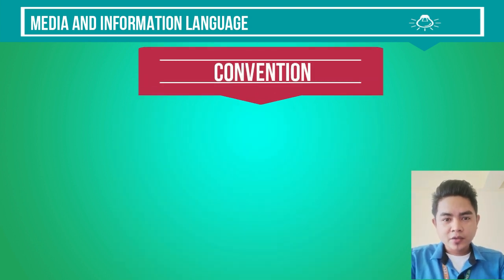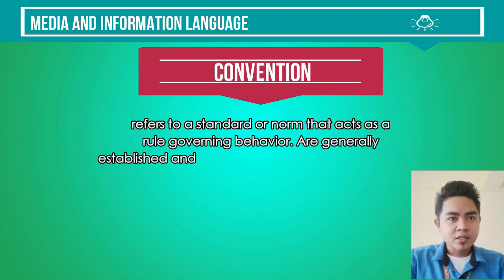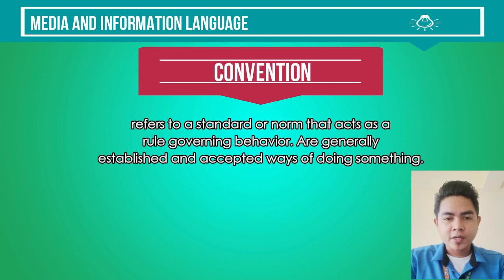Okay, so let's discuss the convention. So convention refers to the standard or norm that acts as a rule governing behavior, are generally established and accepted ways of doing something. So we have some examples of convention such as story principles, form and structure, generic structures, character and story arcs, cause and effect, point of view, the structure of time, elements of page layout, paper stock for print, titles and credits, sequences, hyperlinking and mounting, and framing of image. So yan yung mga example ng convention.